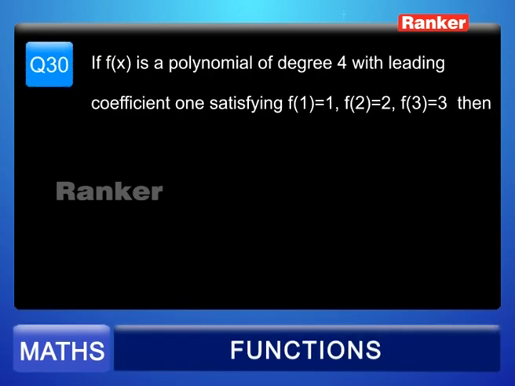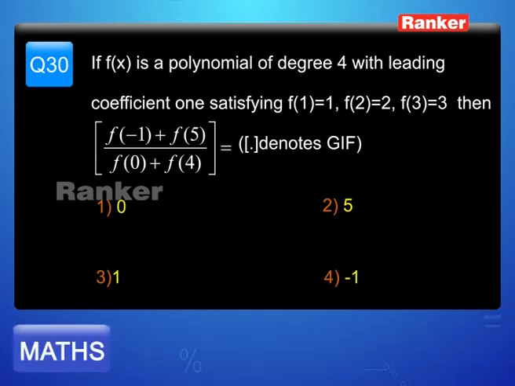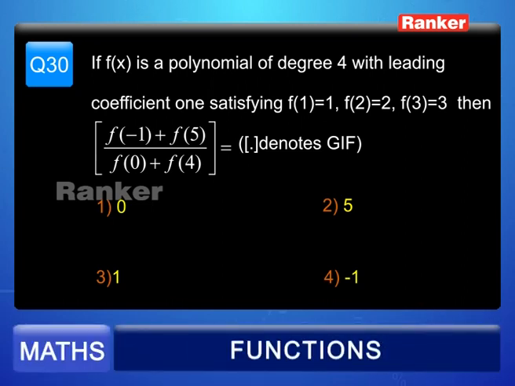In this question, it is given that f(x) is a polynomial of degree 4 with leading coefficient 1, satisfying f(1) = 1, f(2) = 2, f(3) = 3. Then the integral part of [f(-1) + f(5)] / [f(0) + f(4)] is how much?